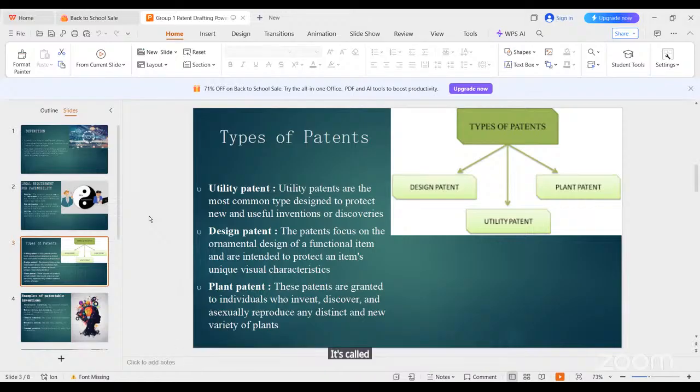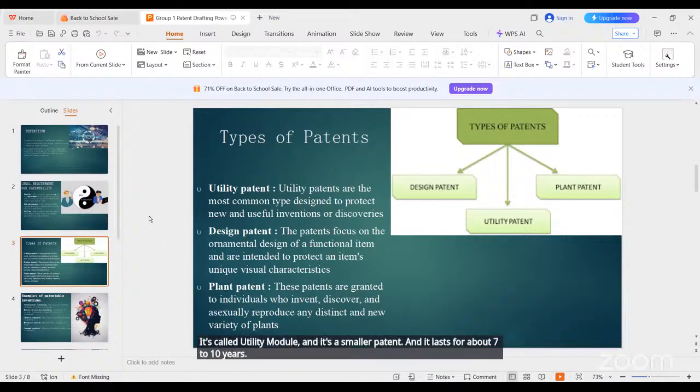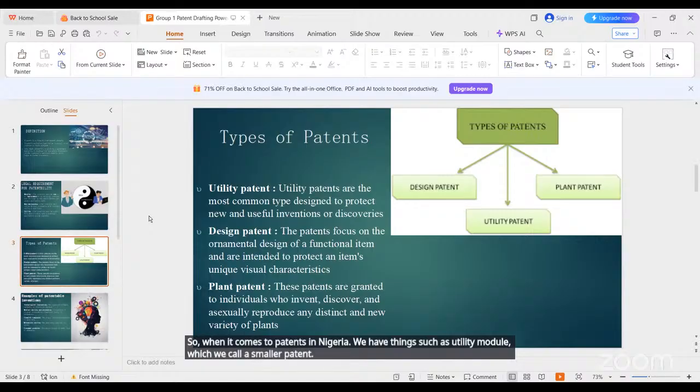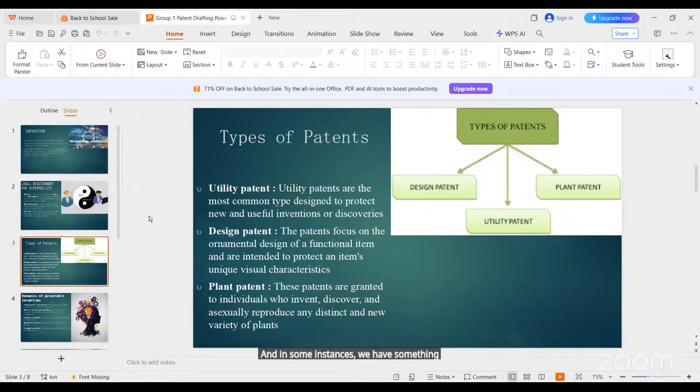It's called utility model, and it's a smaller patent, and it lasts for about 7 to 10 years, whereas we now have the main patent that lasts for 20 years. So when it comes to patents in Nigeria, we have things such as utility model, which we call a smaller patent. And in some instances, we have something called the business method, although the business method is not very much talked about because we don't have it yet in our Patent Act.